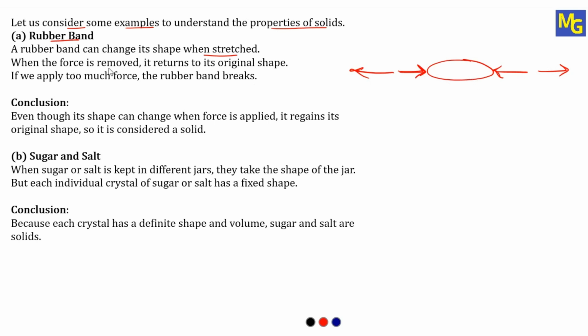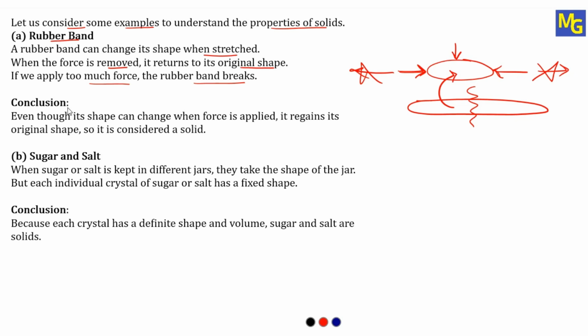When the force is removed, it turns to its original shape. If this is the first shape, when we stretch it, it may get like this. But when you remove this force, when you stop stretching, again the rubber band will come back to its original shape. So if we apply too much force, if you keep on stretching the rubber, there will be one time where the rubber band can break into two pieces.